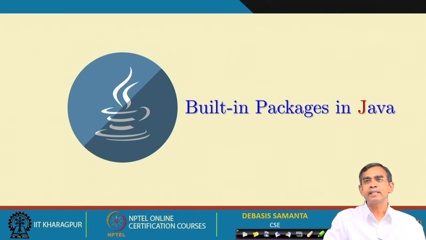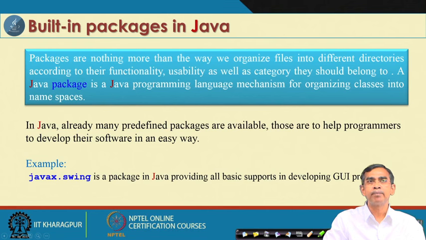Now, I just mentioned the built-in packages, called the Java API. There are many built-in packages in Java itself. For example, java.lang is a built-in package, as you know. Things related to input, output, some math functions and everything are automatically placed in that directory called java.lang. Likewise, javax.swing is a very powerful package for graphical user interface programming.